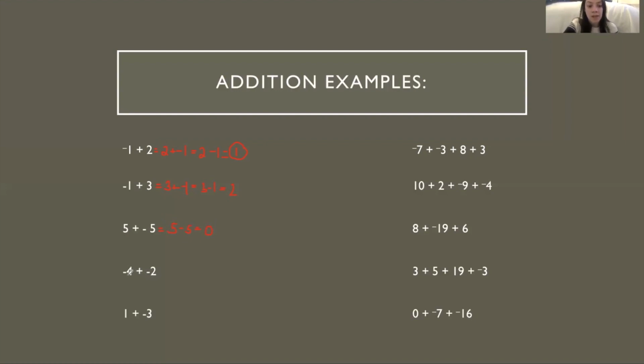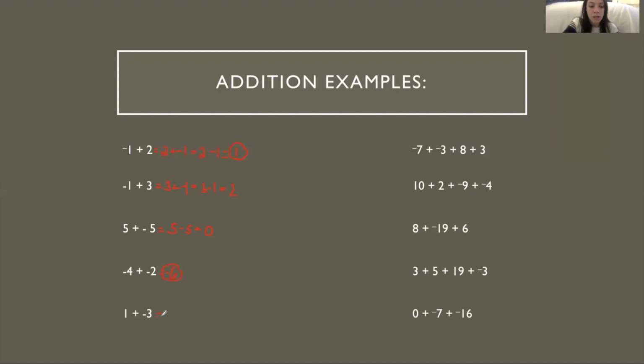Okay, next we have -4 plus -2. So now we're just going to ignore the signs. What is 4 plus 2? 6. Which sign? They're both negatives. So the larger one is negative, so the answer has to be negative. So we get -6.